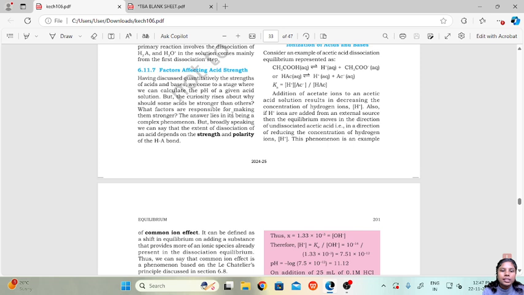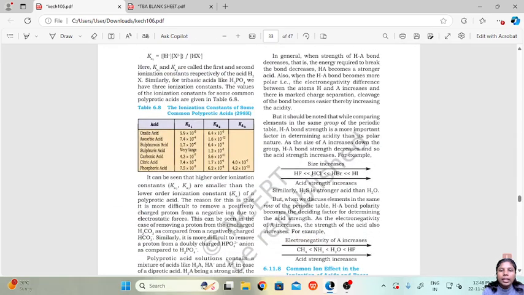The answer lies in its being a complex phenomenon, but broadly speaking, we can say that the extent of dissociation of an acid depends majorly on two things: the strength and the polarity of the H-A bond. Now in general, when the strength of the H-A bond decreases, that is, the energy that is required to break the bond is less, the HA becomes a stronger acid.